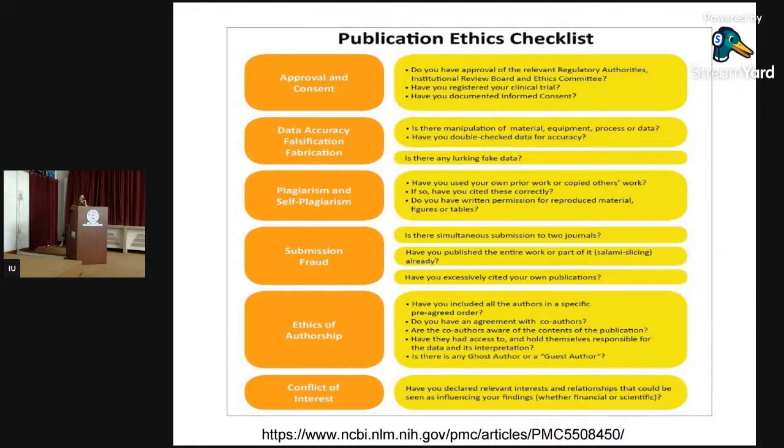So the question that you are going to ask while you maintain the data is, is there manipulation of material, equipment, process or data? So should you have tick here or cross? You will have cross for all of these because there should be no manipulation of data, there should be no manipulation of material, equipment should not be manipulated, and data of course cannot be manipulated.